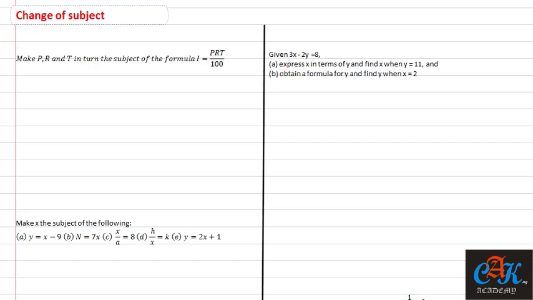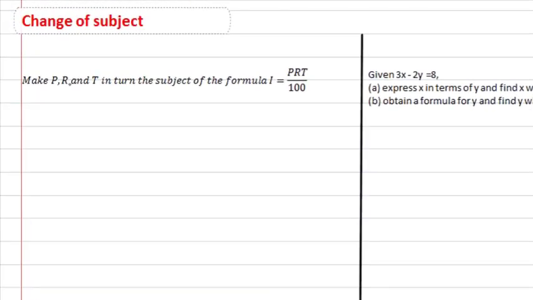We're looking at change of subject of formula. The first one: make P, R, and T in turn the subject of the formula I equals PRT over 100. Let's make P the subject of the formula first. From the first problem, we're given I is equal to P times R times T over 100.